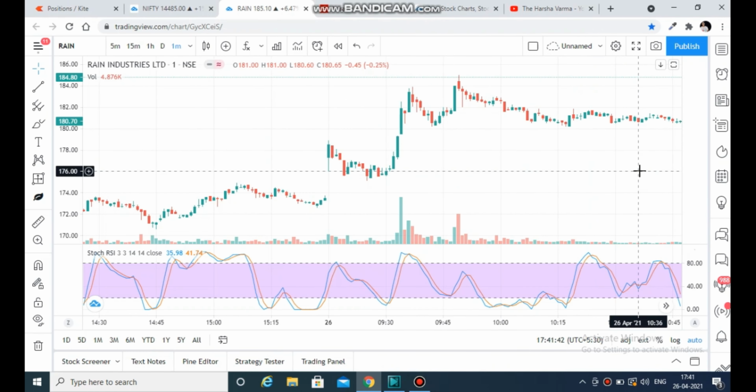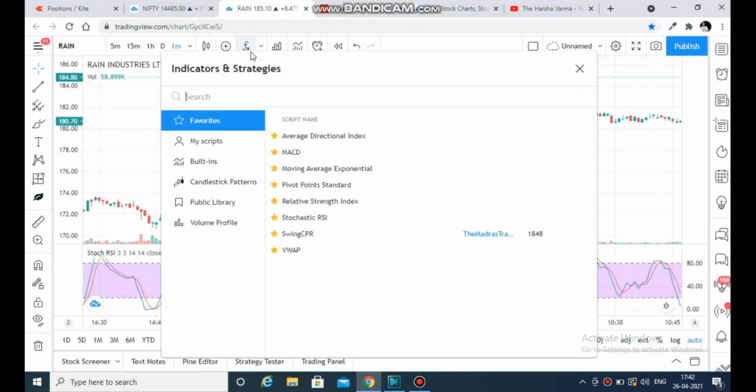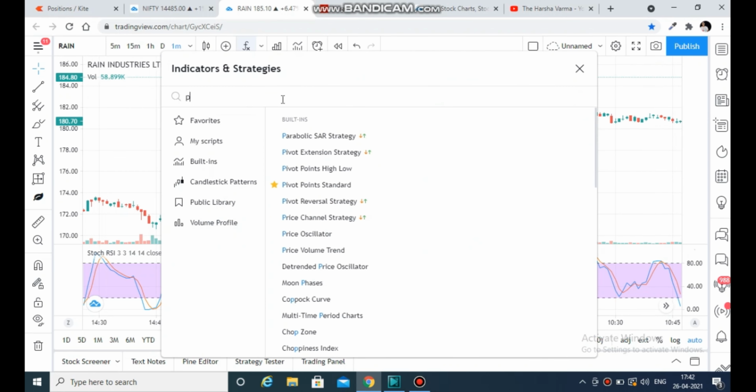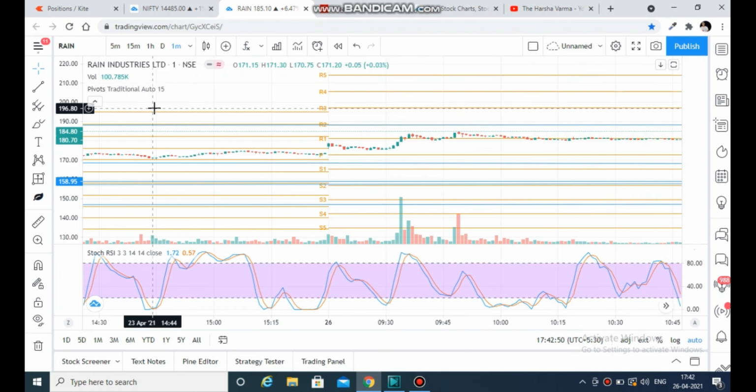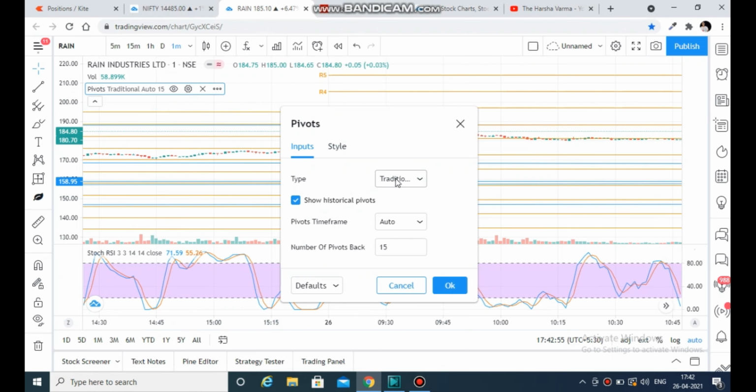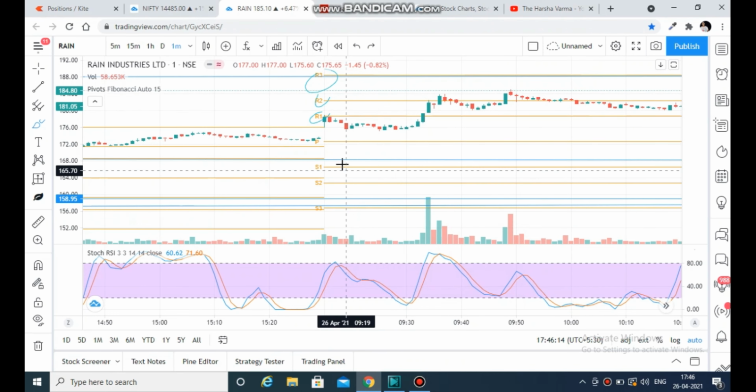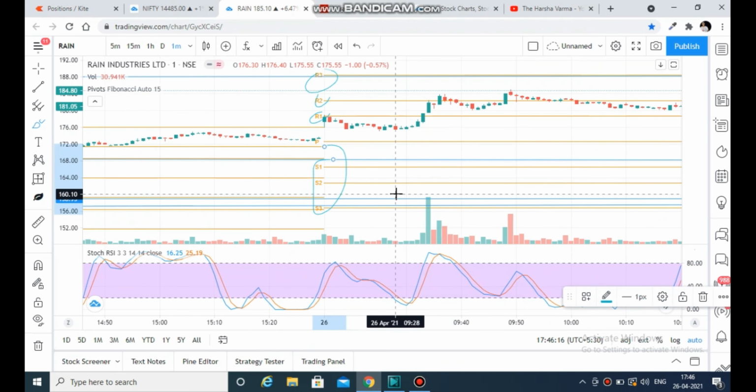The next indicator that we are going to add is the pivot point standard. Go to indicators, click pivot point standard and select. Now go to the settings and change the traditional type to Fibonacci type. By using the pivot points, we can see that R1, R2 and R3 are the resistance for this intraday. Similarly, S1, S2 and S3 are the supports.